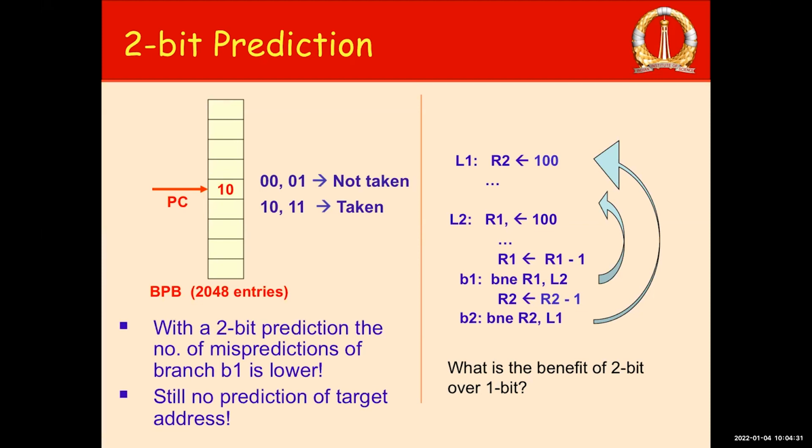Okay. So here again, you implement the branch prediction buffer by means of a table, which is again 1024 entries or 2048 entries. But here each location would contain 2 bits rather than 1 bit. Okay. And the bit values, like if it is 00 or 01, it indicates a not taken prediction. And if it is 10 or 11, it implies that it is a taken prediction, and so on.